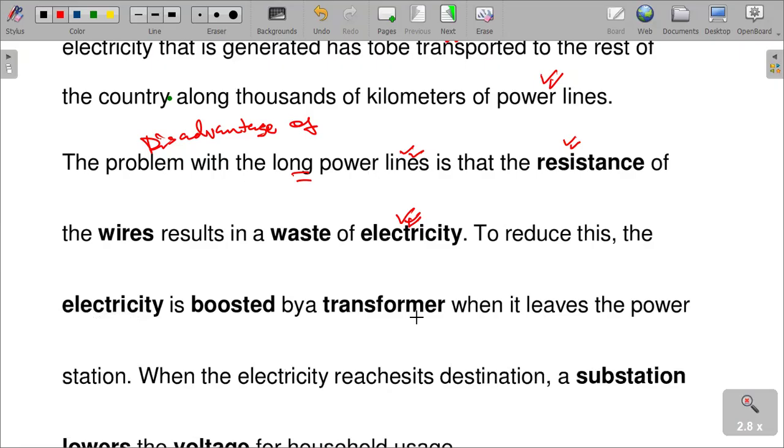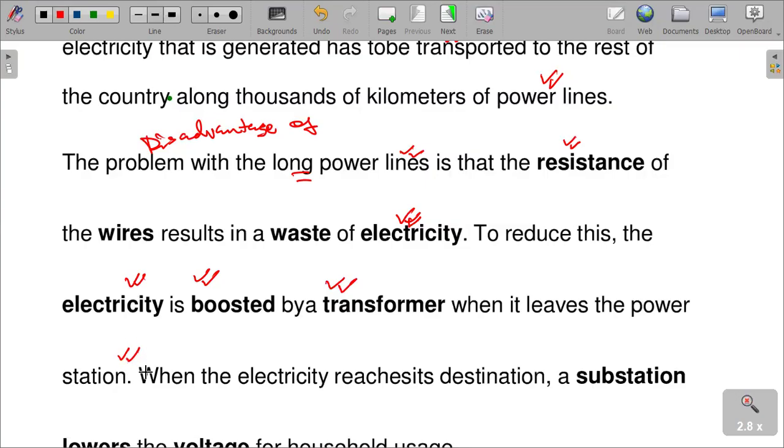In order to reduce that, the electricity is boosted by a transformer. A transformer is used. Electricity is boosted by a transformer when it leaves the power station, in order to reduce the wastage of electricity.